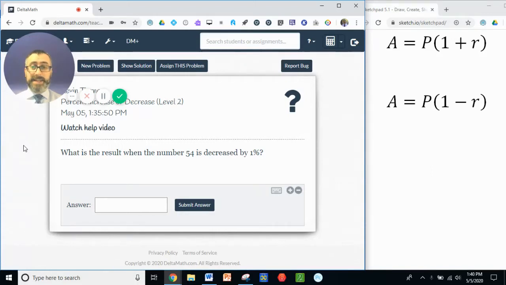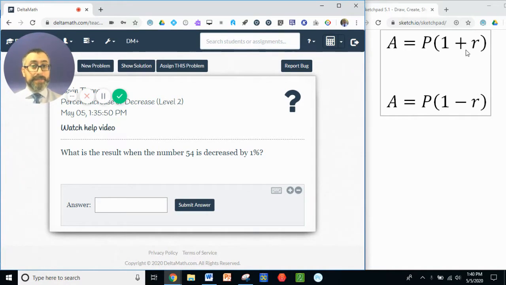Percent increase and decrease. We're going to use some formulas to help us with these percent increase and decrease problems. Let's take a look. First, over here in my workspace, I've recorded the two formulas. A equals P groups of 1 plus R, and A equals P groups of 1 minus R. This is for growth, increase, and this is for decay, decrease.